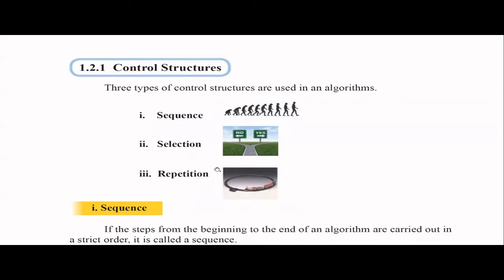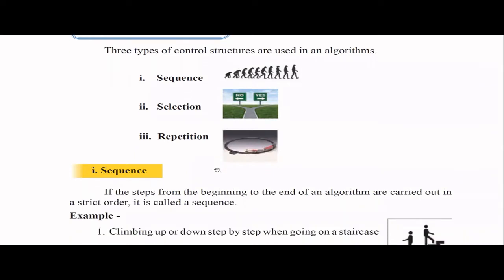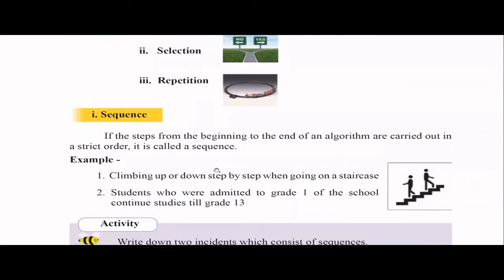It's about sequence, right? In a sequence, like we learn in an algorithm, we have steps to follow from the beginning to the end. In the sequence control structure, the steps from beginning to end are carried out in a strict order, right? You cannot jumble or mix the steps. That means number one, number two, number three, like that, steps should be followed one after the other in a strict order. So that's the main idea of sequence, right?